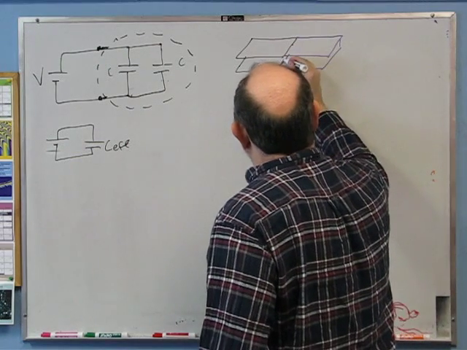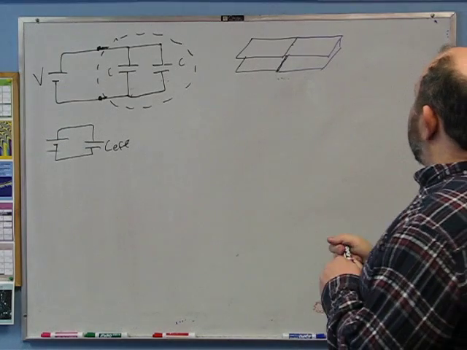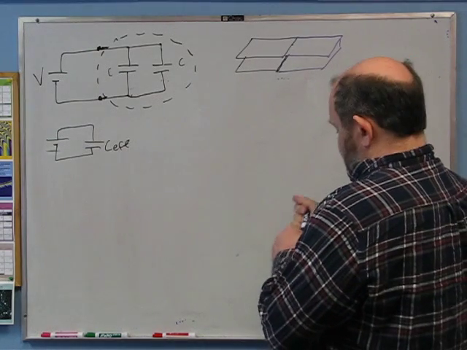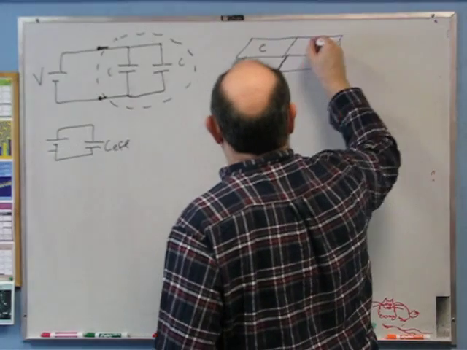Right, and so now if these were parallel plate capacitors, then I could say, aha, now I know what to do. Because, why is this so stiff? Okay, because I have C here and C here.